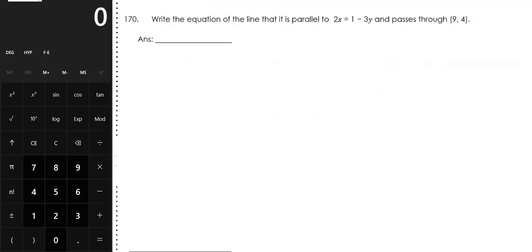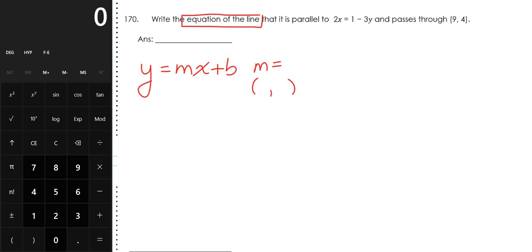170. Write the equation of a line that is parallel to 2x equals 1 minus 3y and passes through the point 9, 4. Okay, so notice that it says write the equation of the line. This is a money pays bills question. We're looking to use y equals mx plus b with m, a point, and solving for b as our game plan.